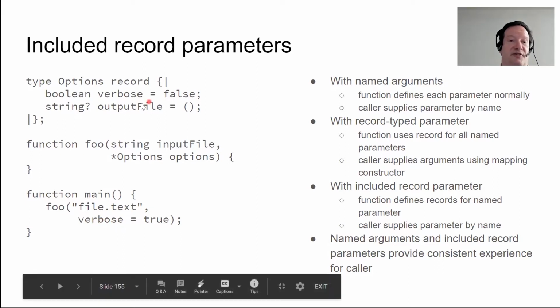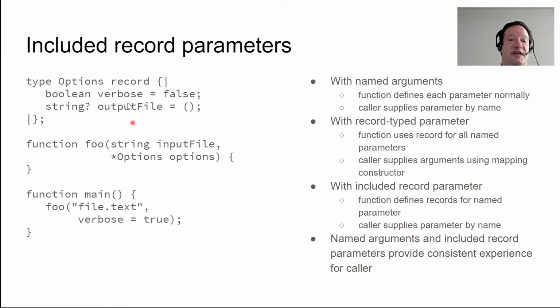You just supply it as if verbose were a named argument. But the user here can then define it as a record. So there's really no need in this sort of situation to design the API just to have a regular record as a parameter when it's applying options like this. Instead, you should do it as an included record parameter, and then the user doesn't have to worry about the fact that you're using a record here. The user just gets a uniform experience, which is that these things are named arguments.